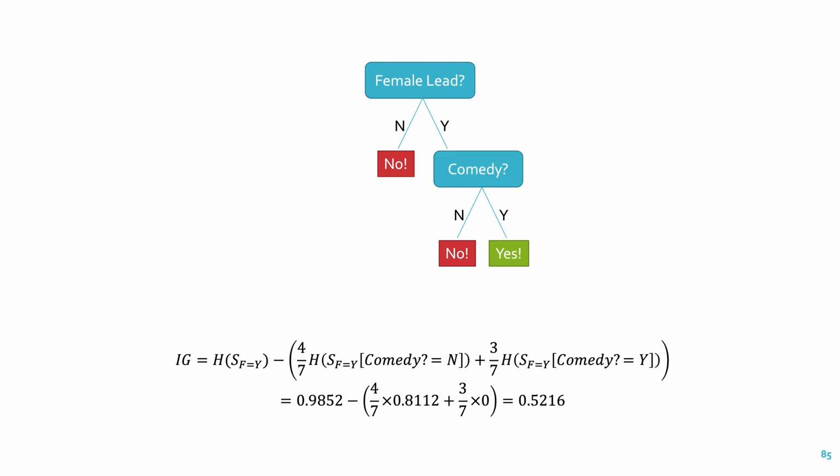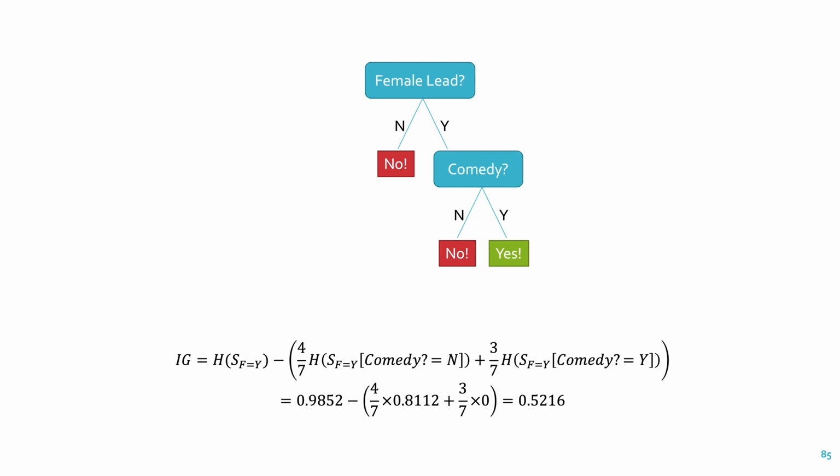Why do we not check female lead again? It doesn't make sense to do that. We can ask again about female lead, but we'll just continue down the right side because female lead already equals yes. Does it make sense to ask another question about it? No. In fact, we would find that our information gain would be 0 if we did that.